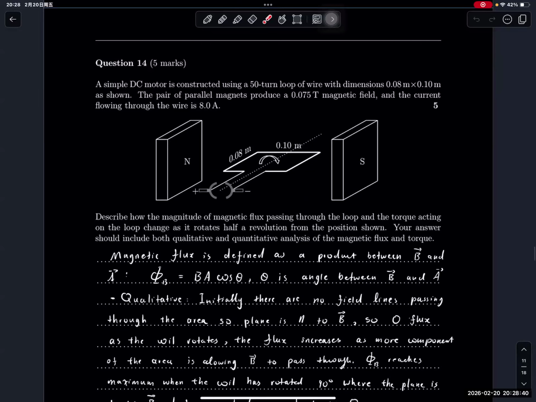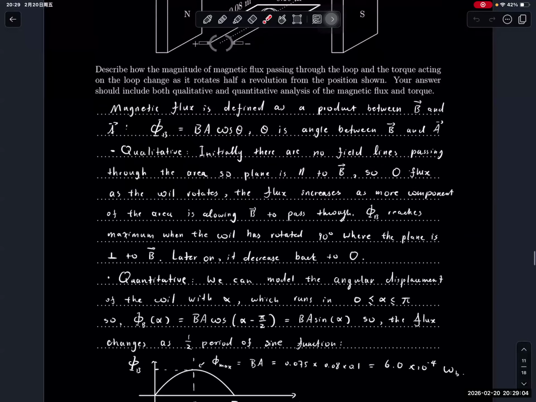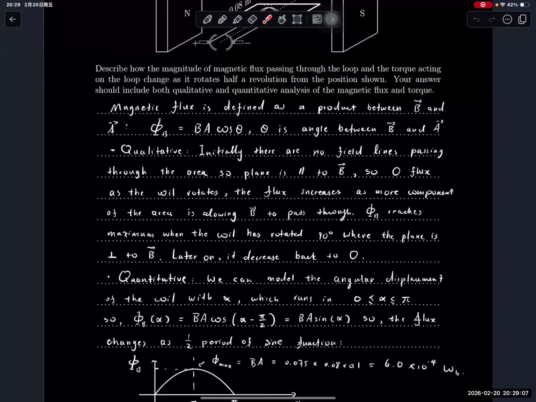Question 14. We have a simple DC motor that is constructed using a 50-turn loop of wire. So describe how the magnitude of flux changes as it rotates. We should include both qualitative and quantitative analysis. This question is quite involved. So the way I did this question is I used an equation to model what the flux is, and I plotted the function. So defining magnetic flux first: magnetic flux is defined as the product of the magnetic field and the area vector. Phi equals BA times cosine of the angle, where the angle is between B and A as vectors.